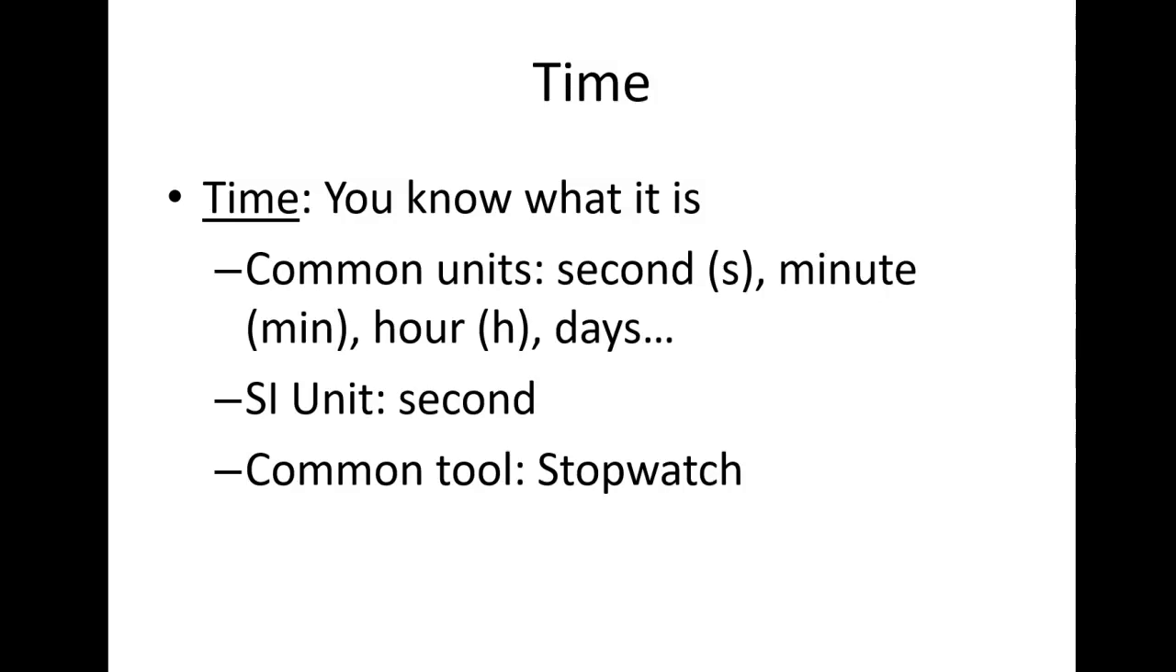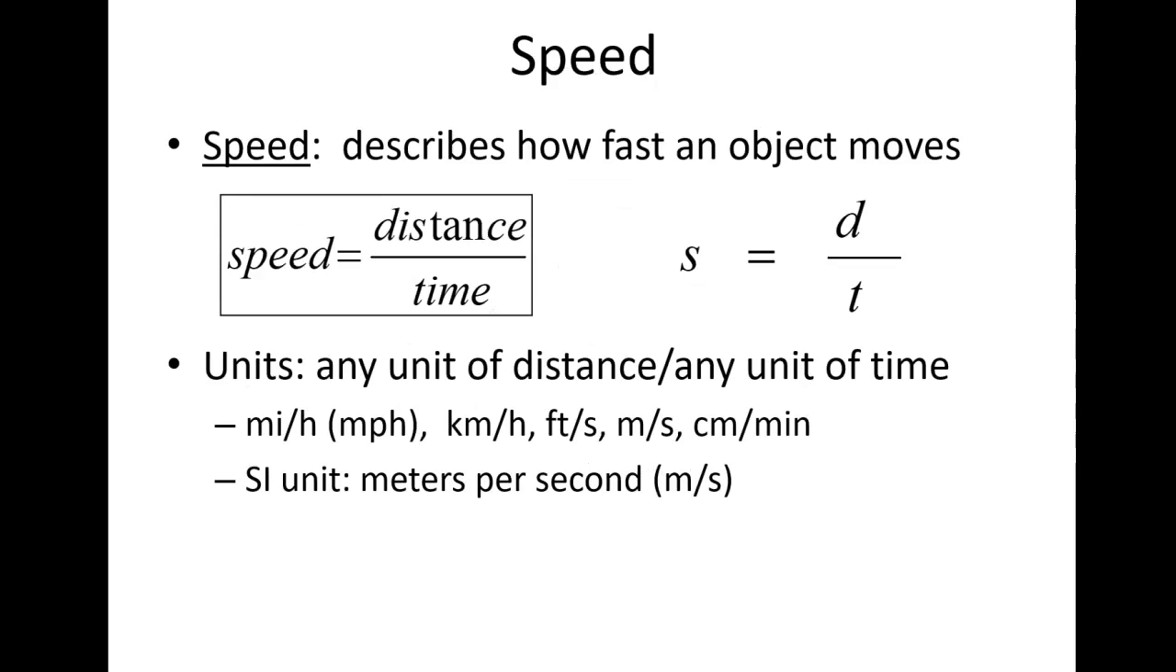Time, we know, is how long an event occurs. And again, there's many different units, like the ones listed here, and we use the stopwatch or clock to measure the time. Seconds, again, is our SI unit that we have to know and use.